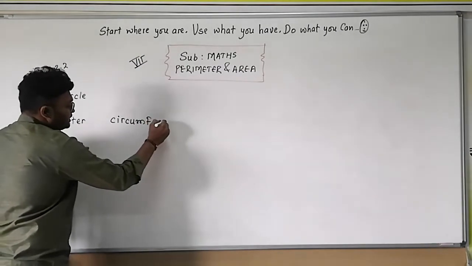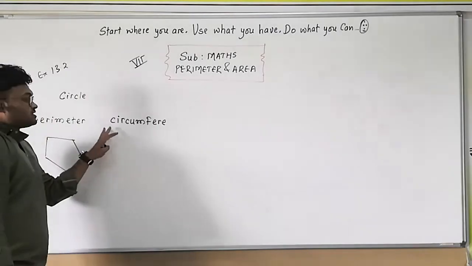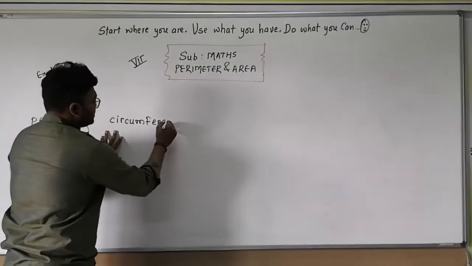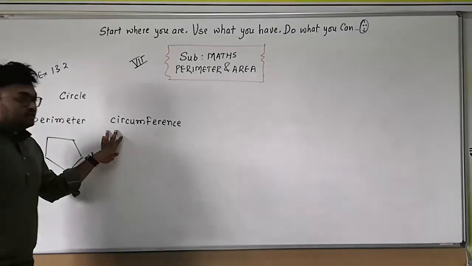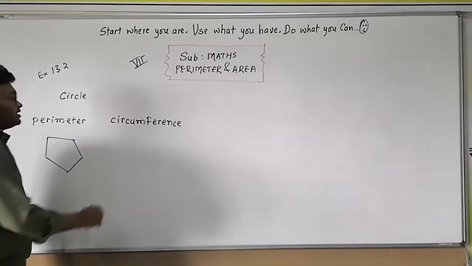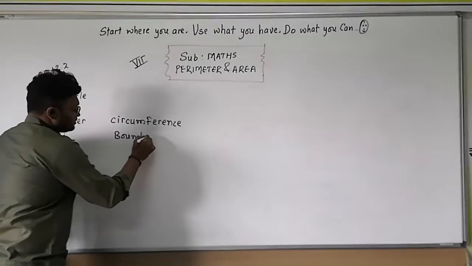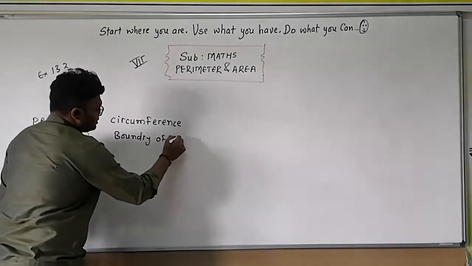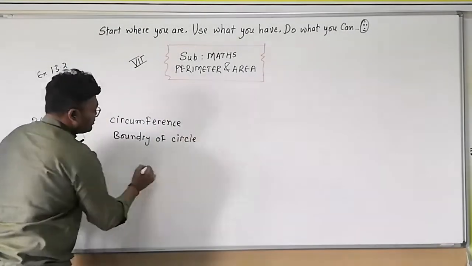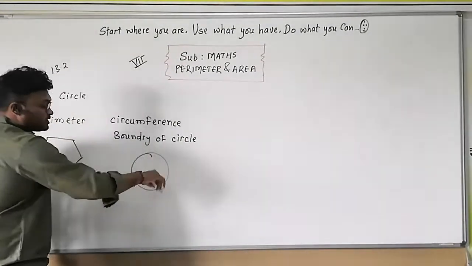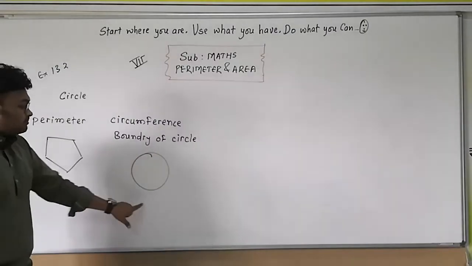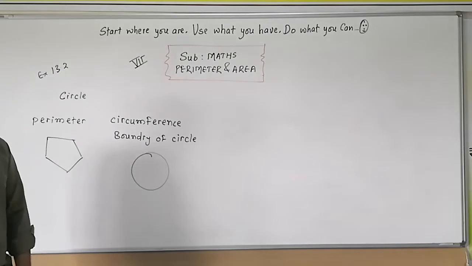So there is a different term, that is circumference. What is circumference? Circumference is the boundary of a circle. This is the boundary of the circle. So the length of this boundary is known as circumference. You understand?